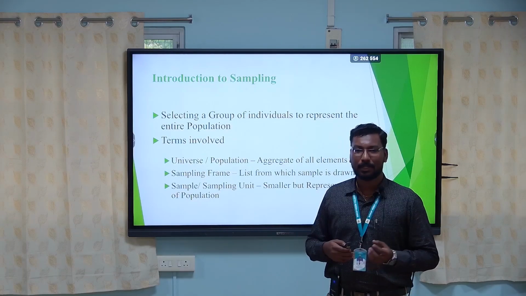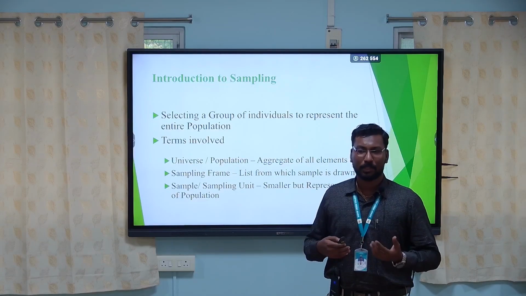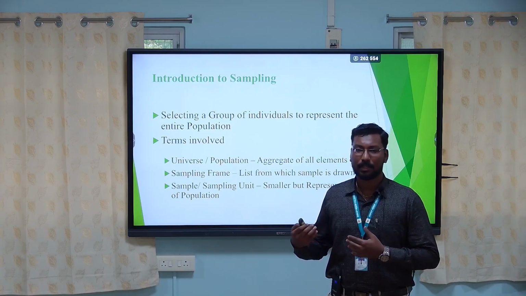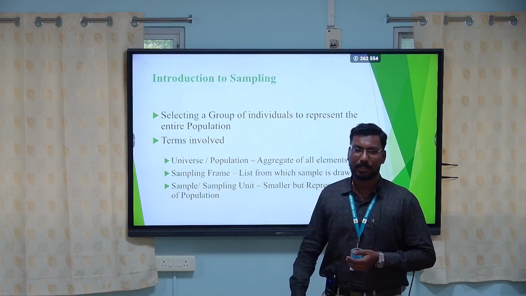So what I can do is select a few students from the population, and they can represent the whole. They can give the response, I can interpret the result, and from that result I can generalize the results. So this is the method of selection of a subgroup. It is called sampling.